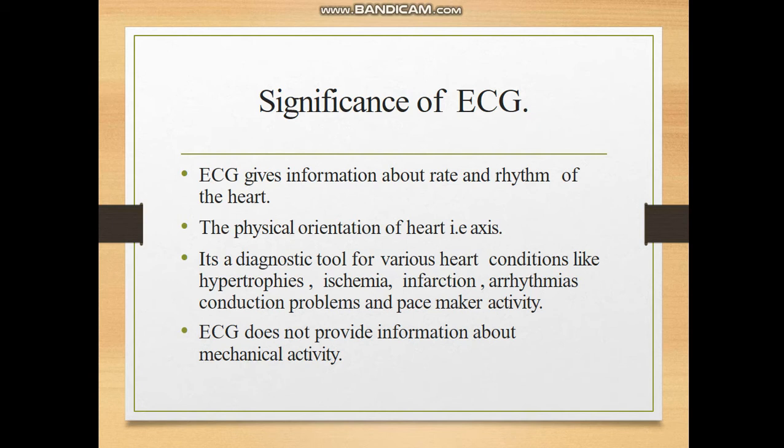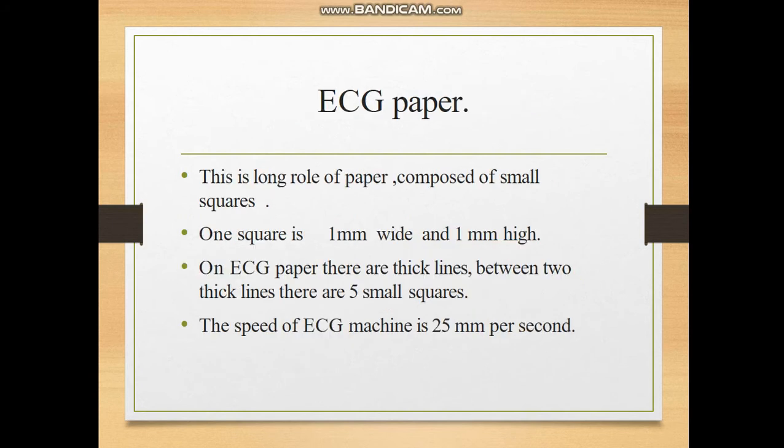The physical orientation of the heart, that is its axis, how the heart is placed in the thorax. It is a diagnostic tool for various heart conditions like hypertrophies, ischemia, infarction, arrhythmias, conduction problems, and pacemaker activity. The aberrations of the pacemaker and the aberrations of the conductive system. ECG does not provide information about mechanical activity because it is a record of the electrical activity entirely.